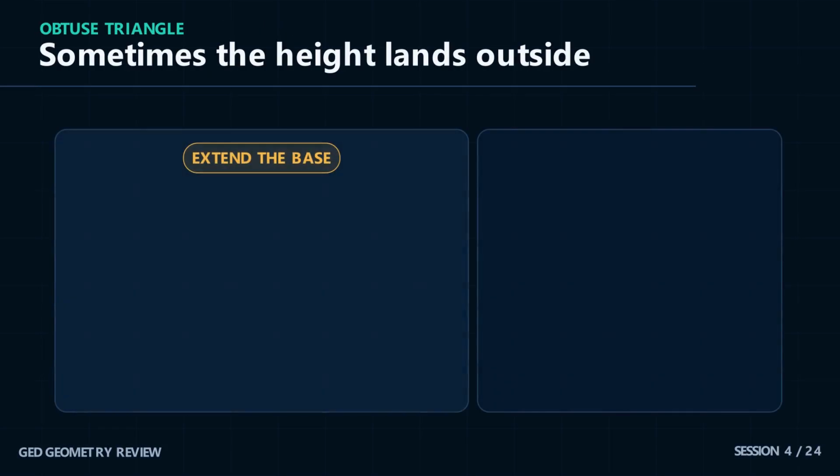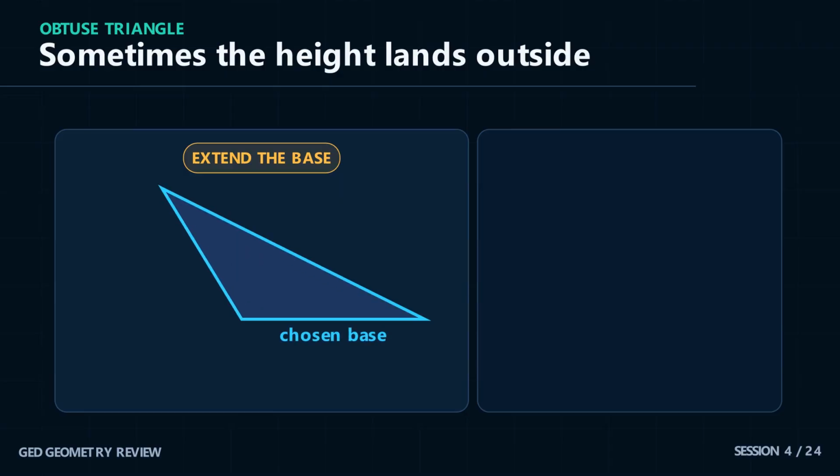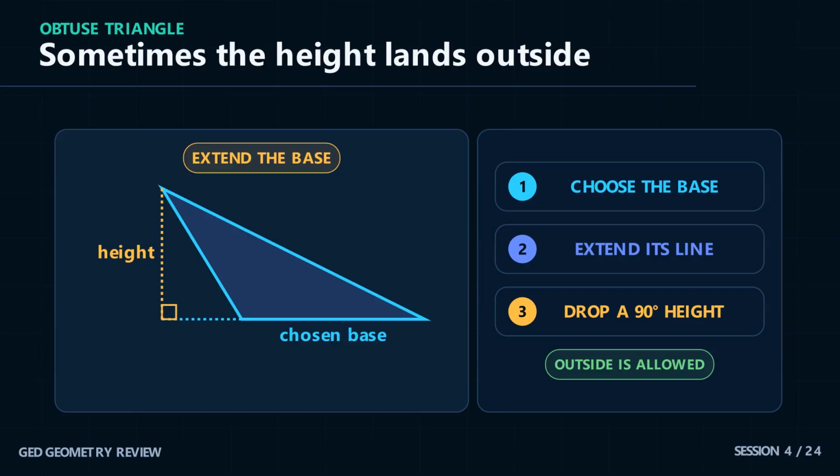For an obtuse triangle, the perpendicular height may land outside the triangle. Extend the chosen base with a dashed line. Then, drop a perpendicular from the opposite vertex to that extended line. The dashed segment is part of the measuring setup, not an extra side of the triangle. The height is still the shortest distance to the baseline. A slanted triangle side is not a replacement unless it actually forms a right angle with the base.